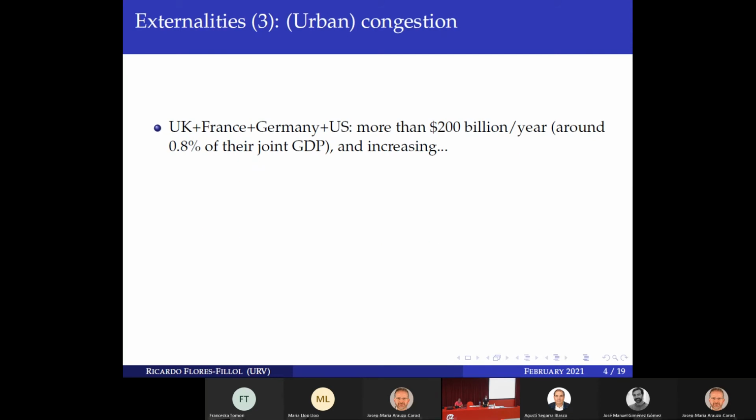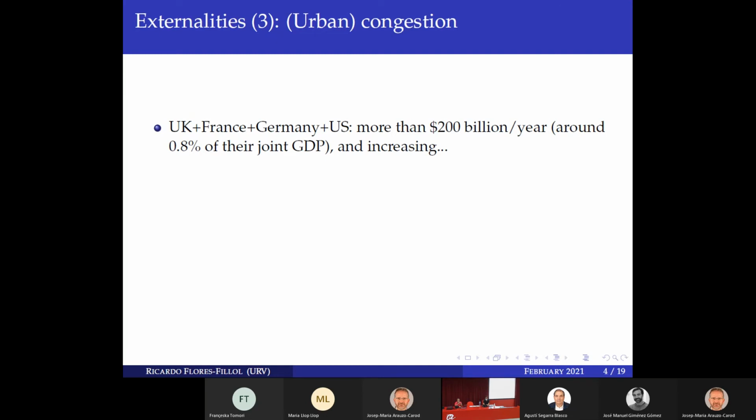What about congestion? Congestion is less perceived by the population. Pollution is something that everybody is aware of, right? Congestion, not so much. People are not so aware of the damages of congestion, but economists are. So here we have a gap between the researchers and the general population.